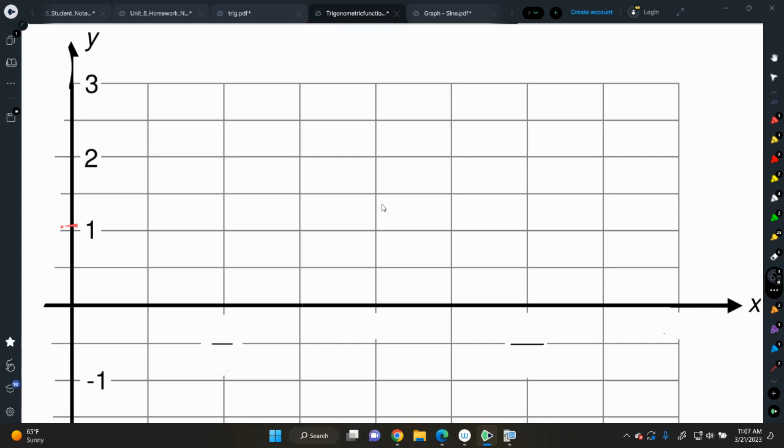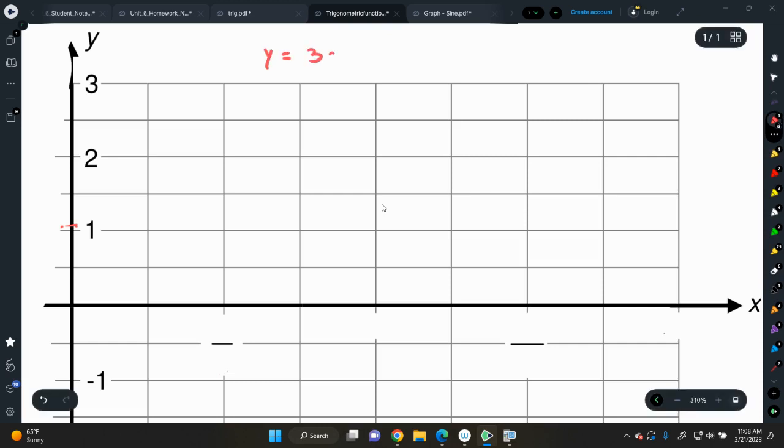Okay, so let's look at the first one. We have y equals 3 cosine 3 theta. So we know the amplitude, right? The amplitude is 3. So we need to figure out the period. So that's going to be 2 pi divided by b. So 2 pi divided by 3.